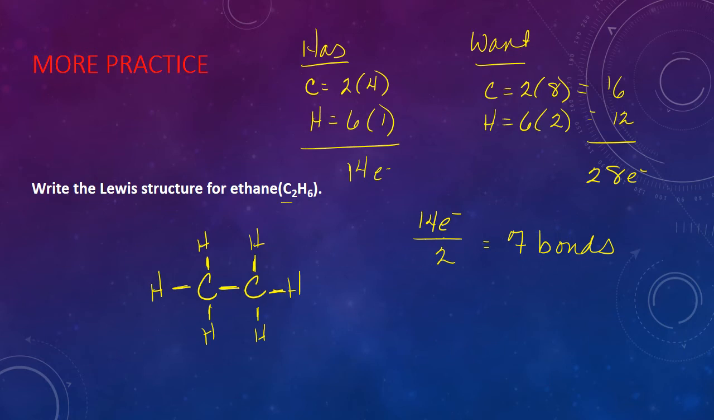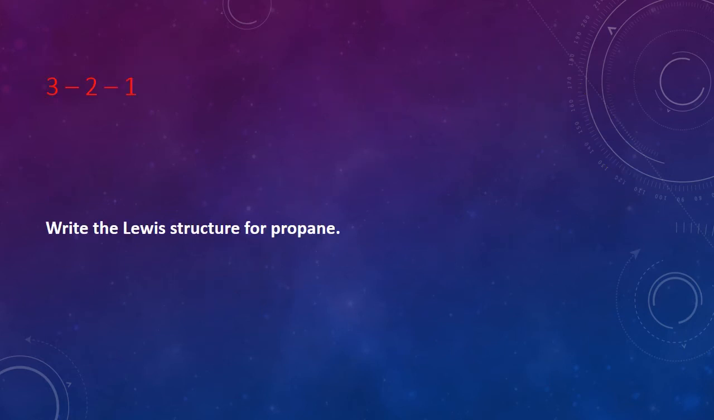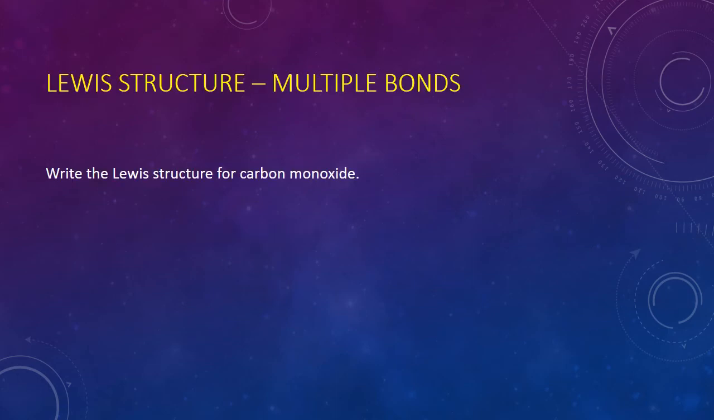Let's try another one. Now don't get all excited with the 3, 2, 1s and think I'm all done lecturing. This is not the end. This is just more practice. So it's an opportunity for you to practice a few of these all on your own. We are going to need the chemical formula for carbon monoxide. Okay, so carbon monoxide. And just like before, we're going to count how many this guy has and how many it wants and how many bonds.